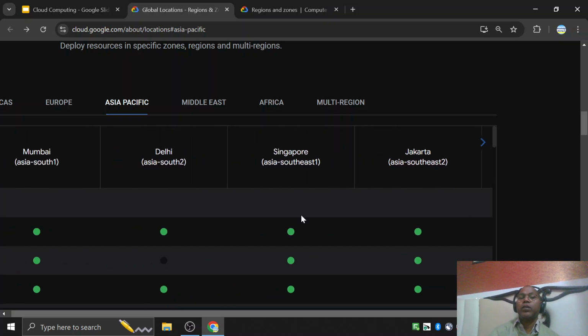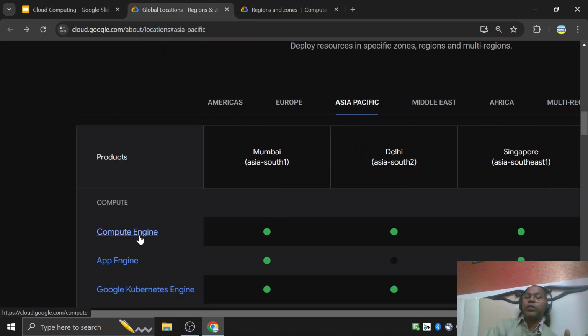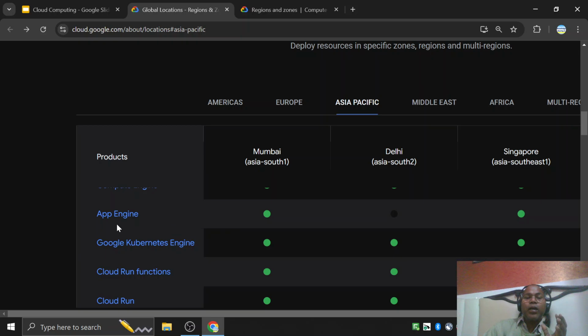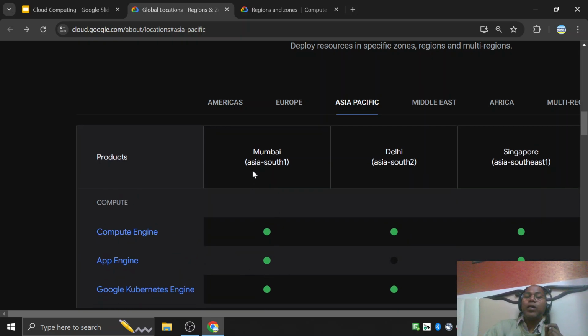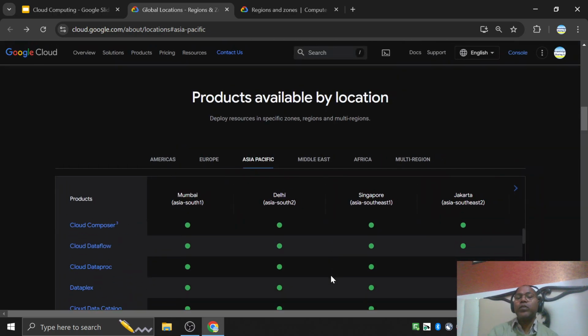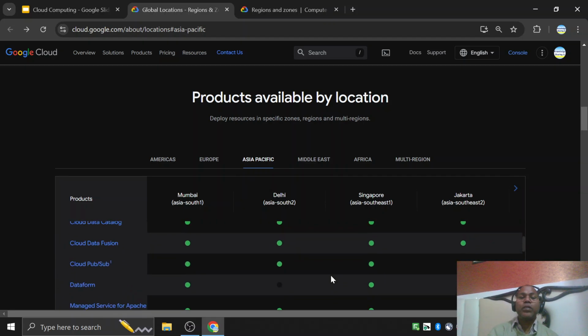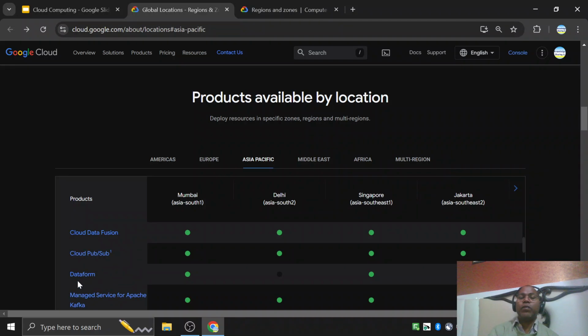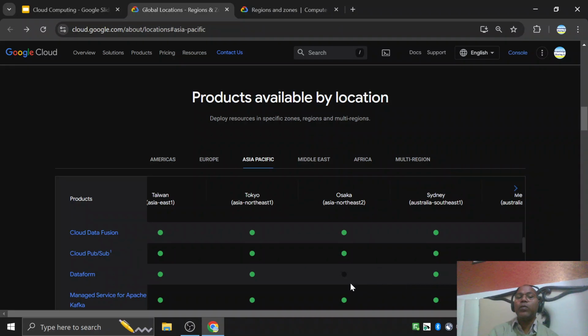What are the things we have to notice here? Whatever the service, let's say Compute Engine, is available in Asia South 1, South 2, everywhere. But App Engine, for example, is available in Asia South 1 but not in Asia South 2. So this is what we have to check: which services are available in which area and which are not. Like Dataform is available in some regions and not available in others right now.